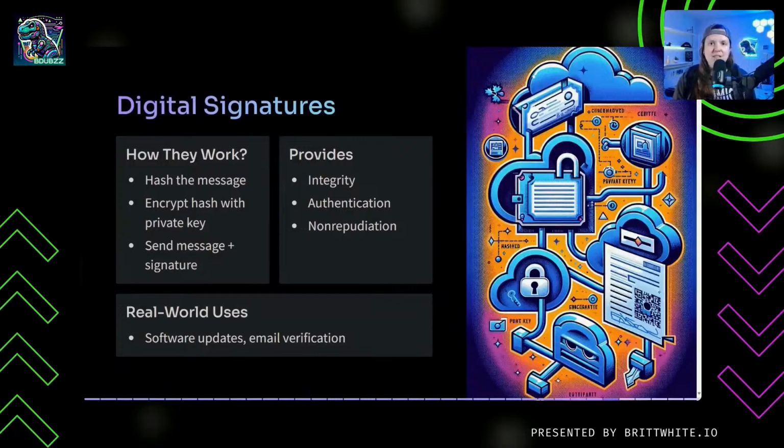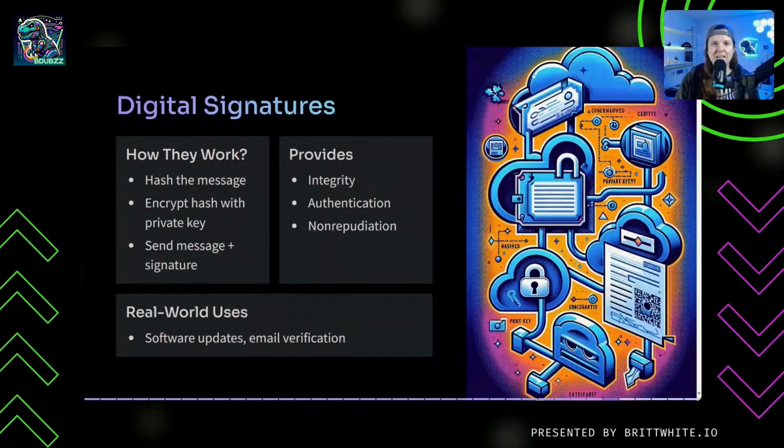The hash ensures integrity and your private key proves it's you. And since only you've got that key, you can't back out. Non repudiation is in the bag. Now, this works with software updates. Your phone checks the signature to confirm it's from the real deal and not some shady imposter. Digital signatures are your trust anchors.